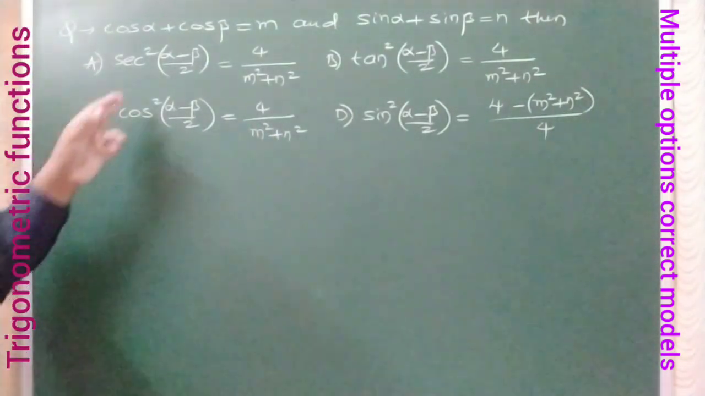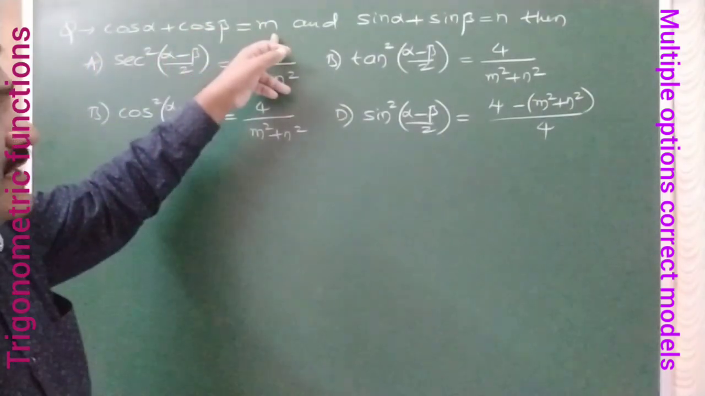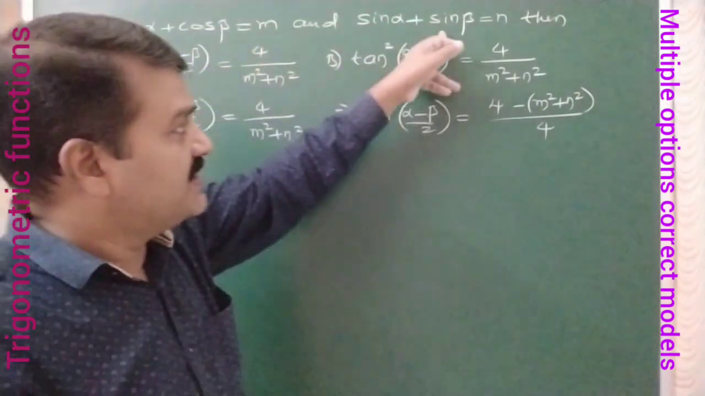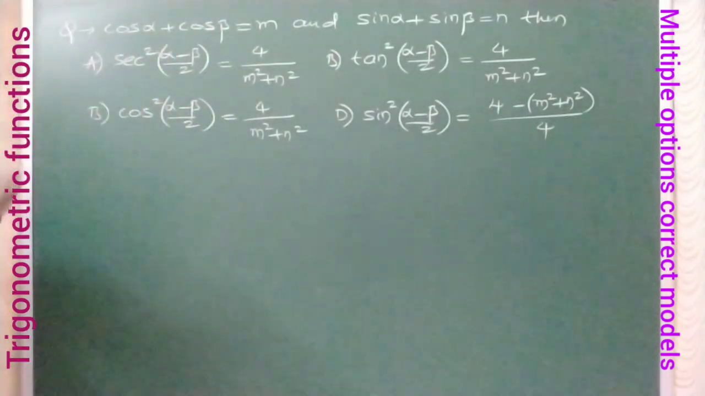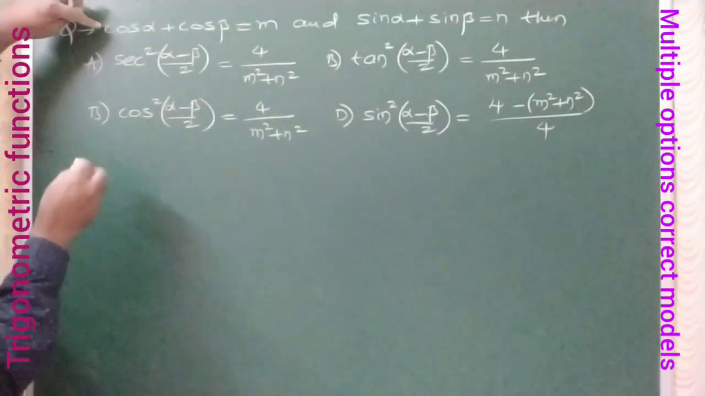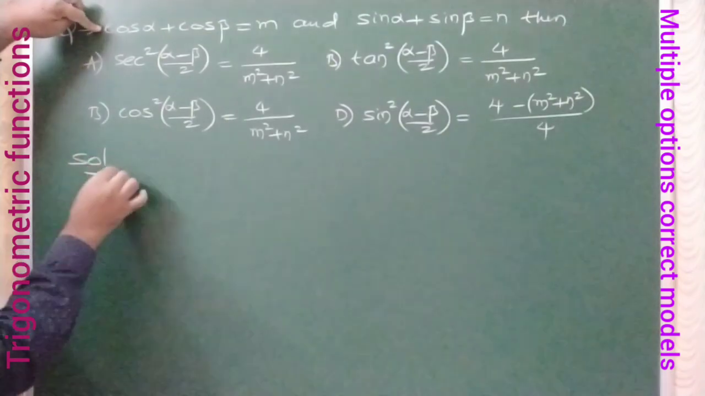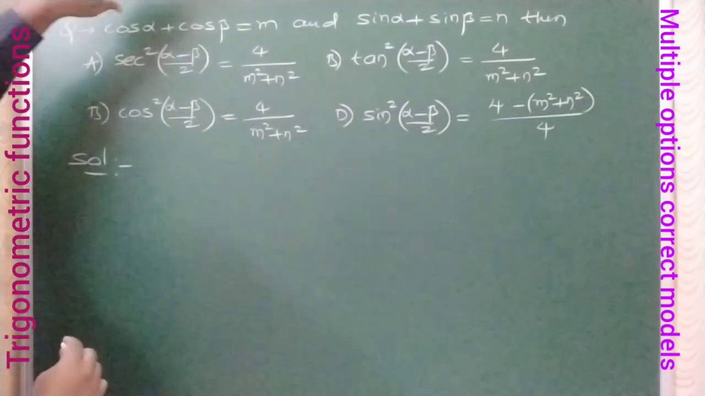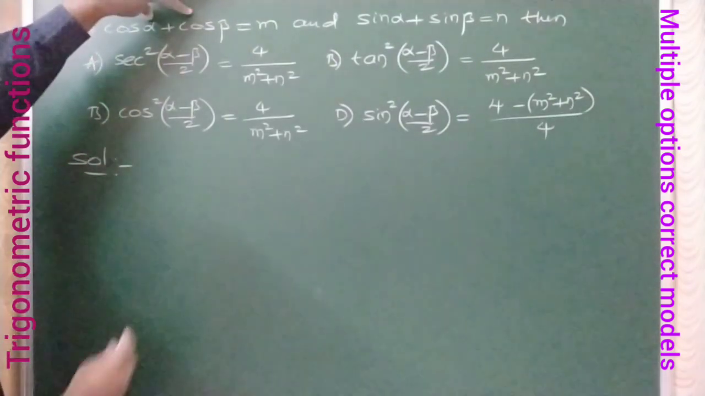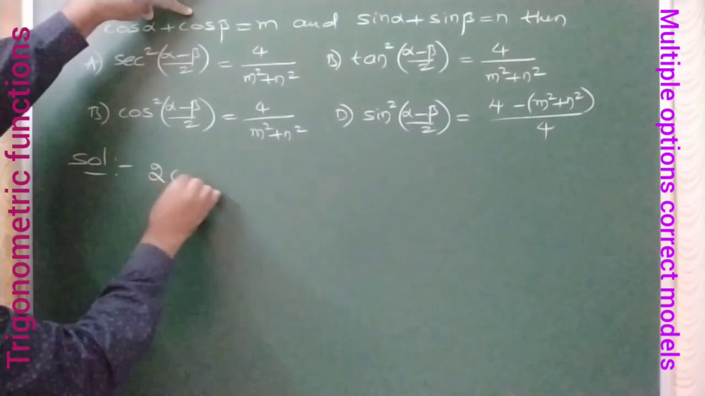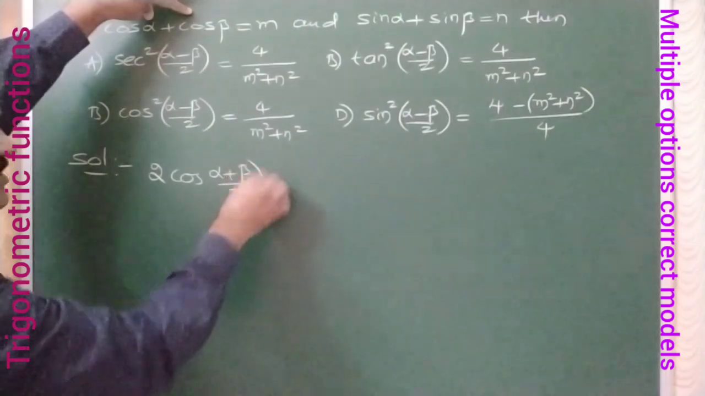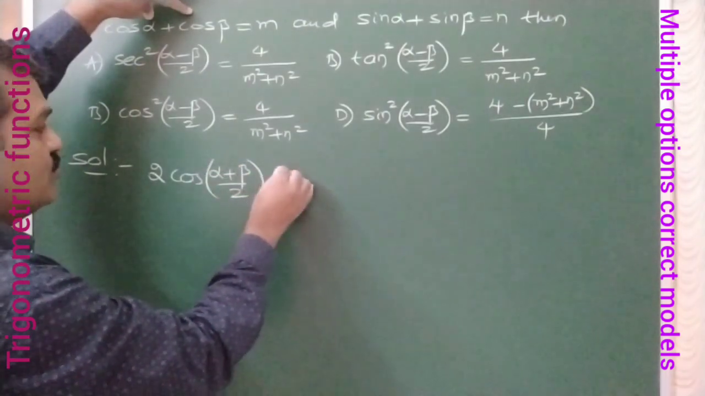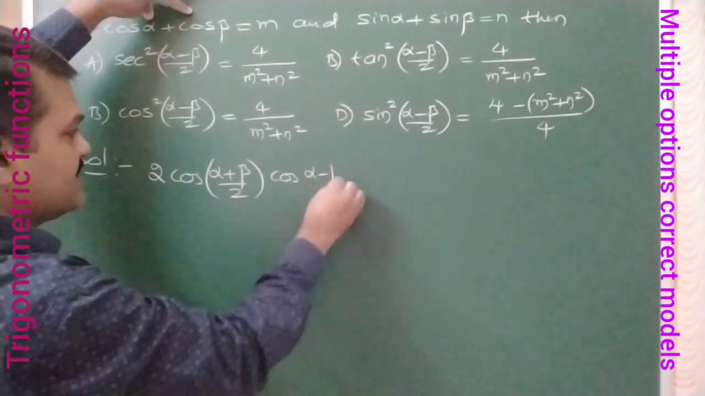So cos alpha plus cos beta is equal to m. Sin alpha plus sin beta is equal to n. These are the different options we have to verify. Take the first equation using transformation formulas. This is cos C plus cos D, which we can write as 2 cos (alpha plus beta)/2 into cos (alpha minus beta)/2.